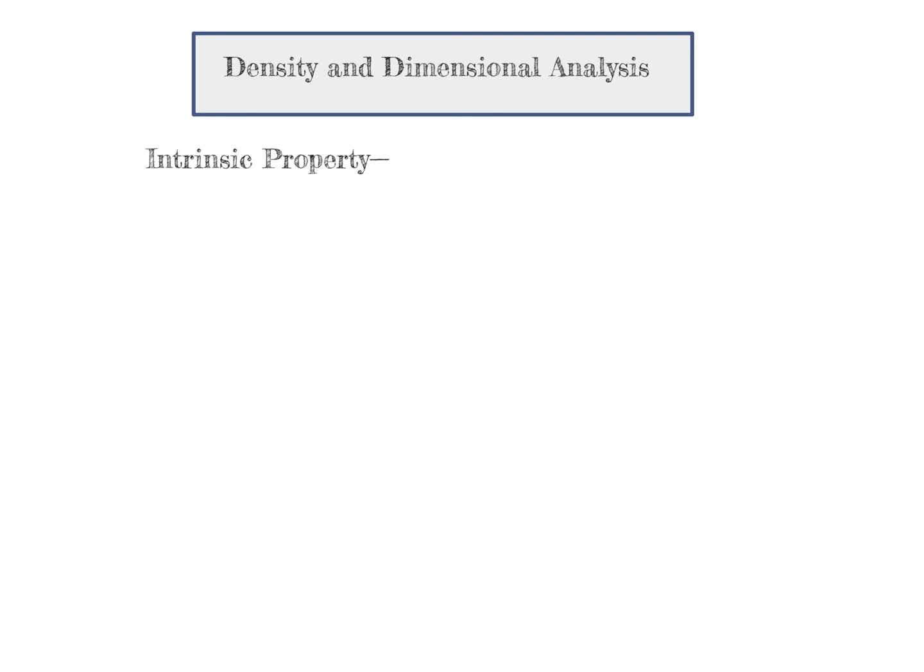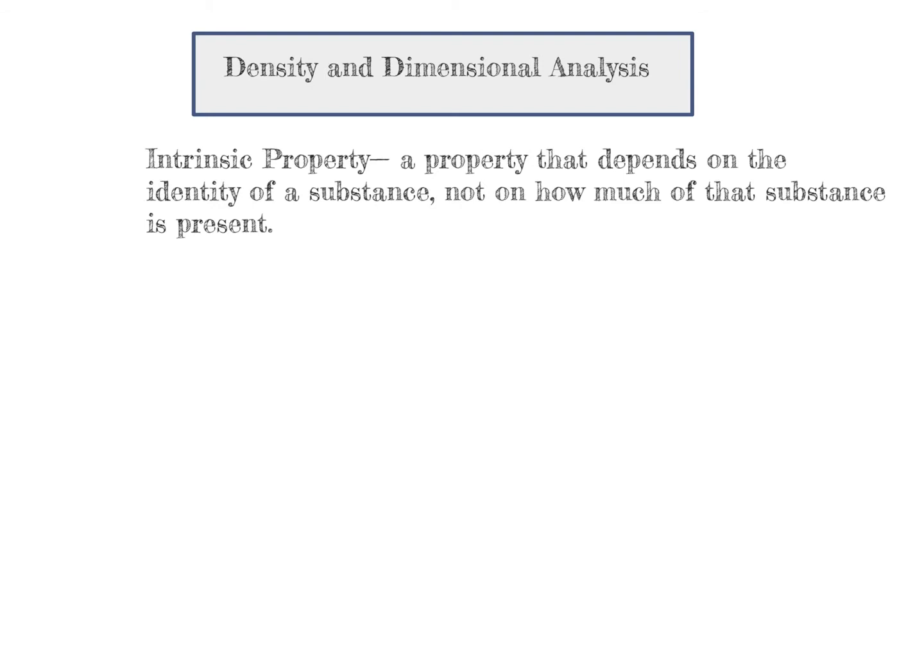As we advance to some more interesting dimensional analysis problems, we need to introduce an intrinsic property. Intrinsic properties are things about the identity of a chemical that we can use to figure out what it is. This could be density or hardness or color. For now, density is going to be the most interesting one that we have to talk about.